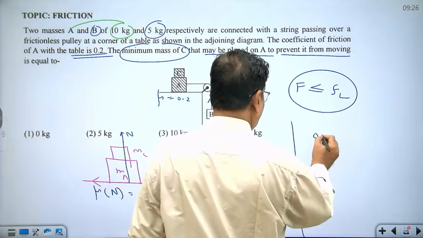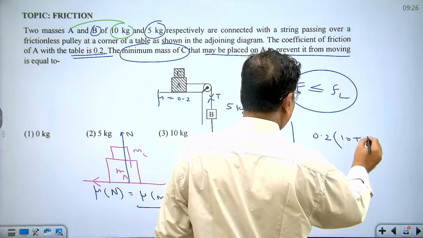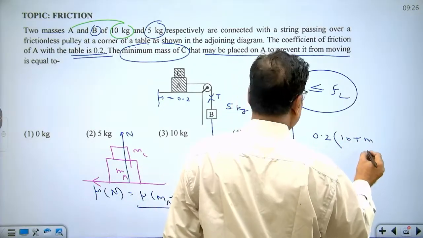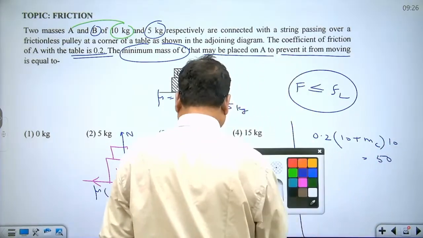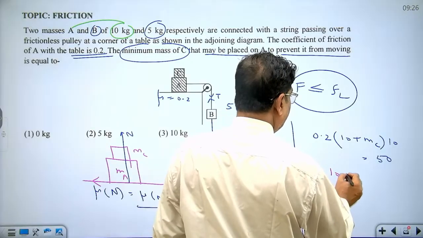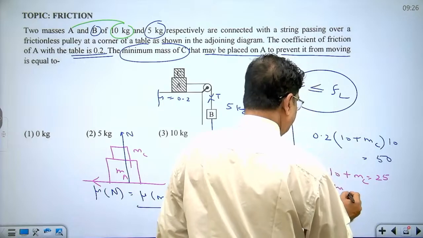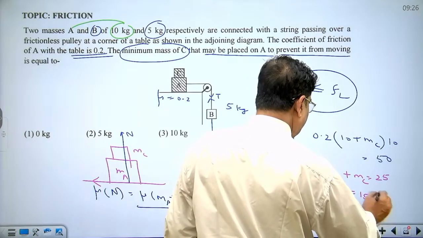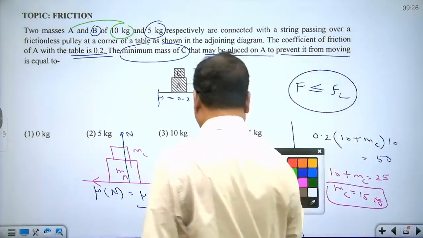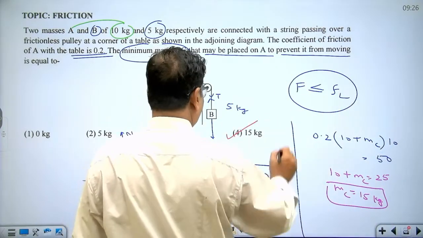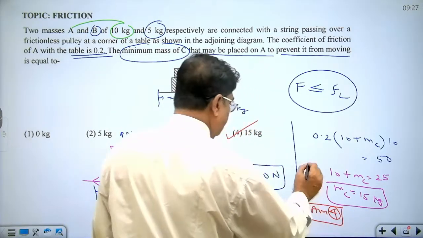In the question, mu equal to 0.2. What is MA? MA is 10 kg. What is MC? This is MC into g. This is equal to 50. So dear student, after solving this, we get 10 plus MC equal to 25. So MC is how much? 15 kg. So mass of block C should be 15 kg. Okay. So out of 4 options, the correct answer is option 4. So option 4 is the correct answer to the given question.